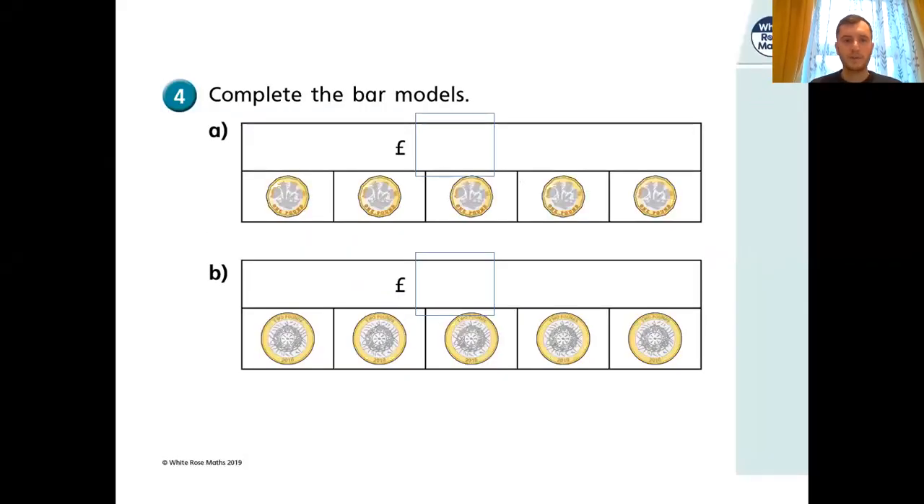Oh, this time we've got money, but it's shown in a bar model. And I know in a bar model, the parts along the bottom total to the amount at the top. So the first one, along the bottom, we have 1, 2, 3, 4, 5 £1 coins. And in the second, we have 1, 2, 3, 4, 5 £2 coins. So what's the total in each? Once again, pause the video if you'd like some extra time, and we'll look at the answer in just a moment.